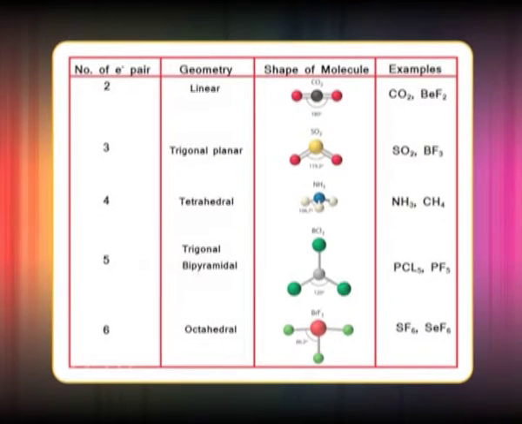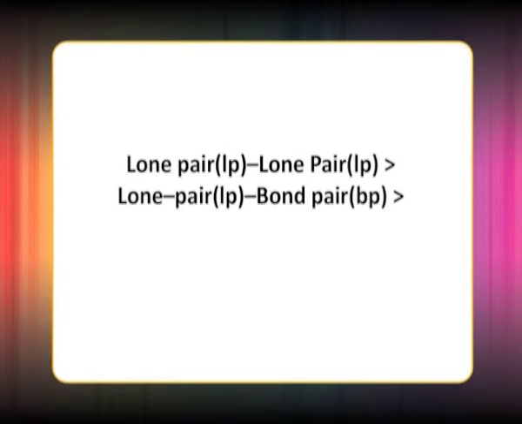The multiple bond is treated as if it is a single electron pair, and the electron pairs of a multiple bond are treated as a single super electron pair. The repulsive forces of electron pairs decrease in the order: lone pair-lone pair repulsion, followed by lone pair-bond pair, followed by bond pair-bond pair repulsions.